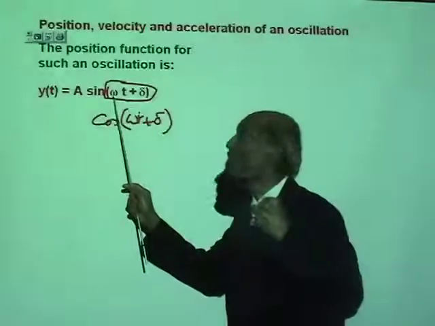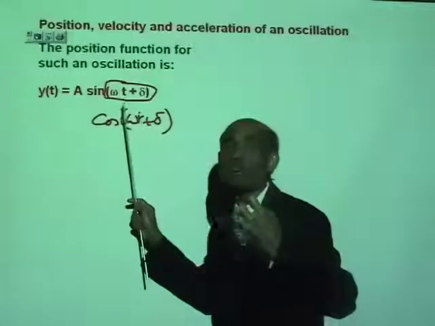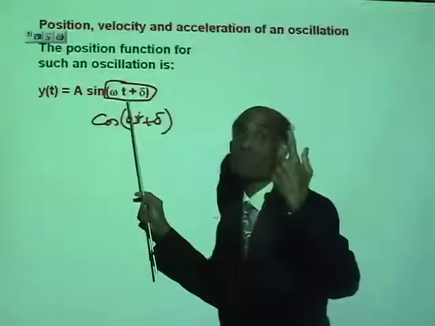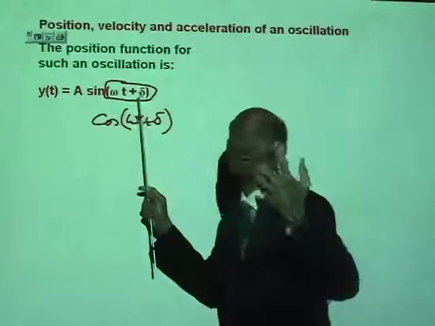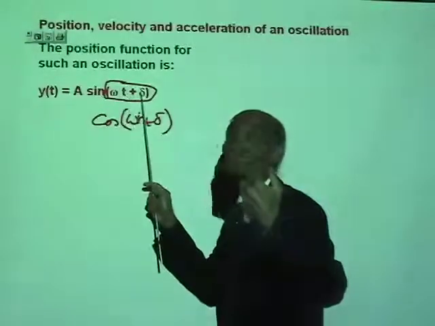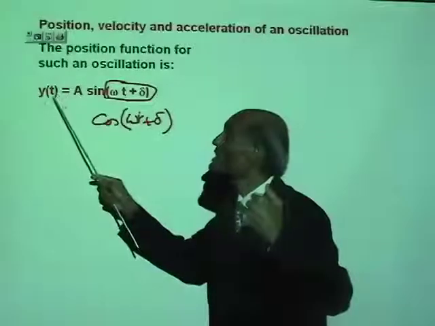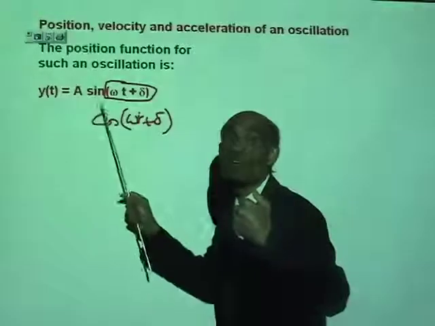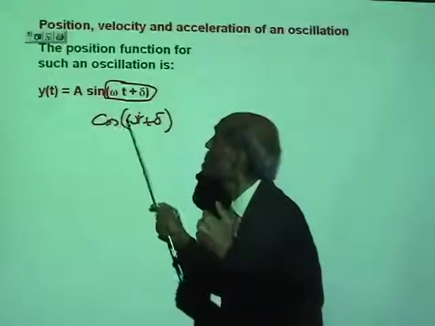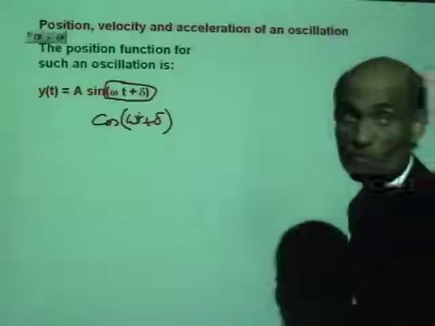What is the derivative of omega t plus delta with respect to t? t is the variable there. Omega and delta are constants. So what is the derivative of omega t plus delta? It's omega. So the derivative of this function will be omega times cos(omega t plus delta). I hope you understand that.